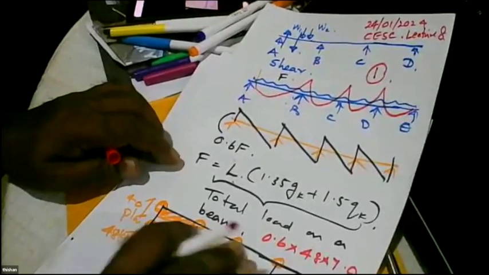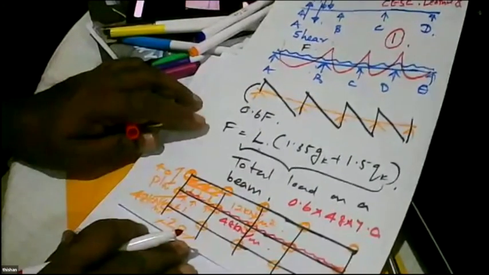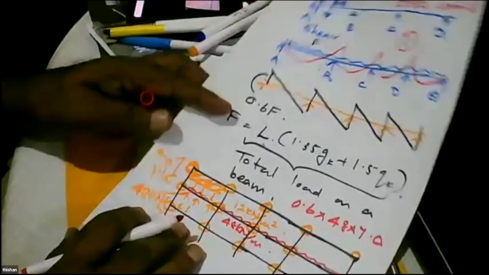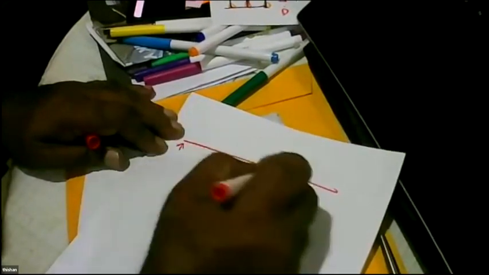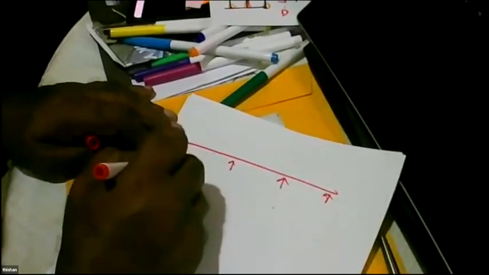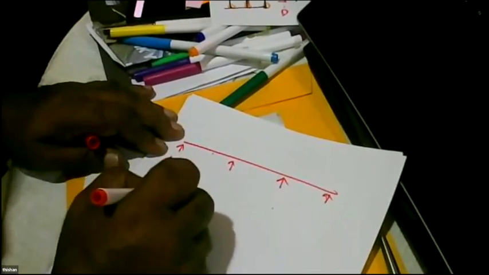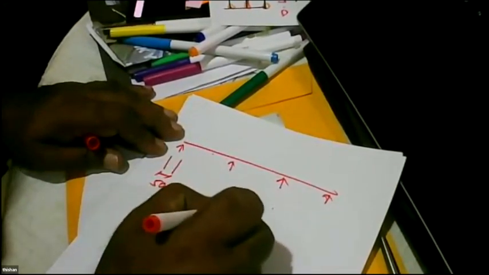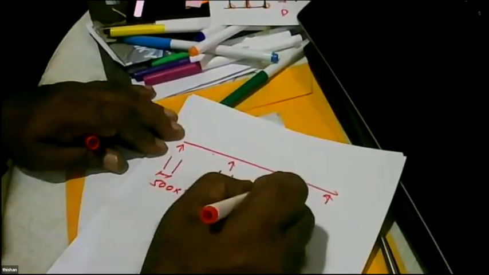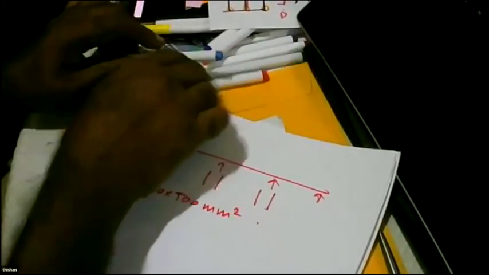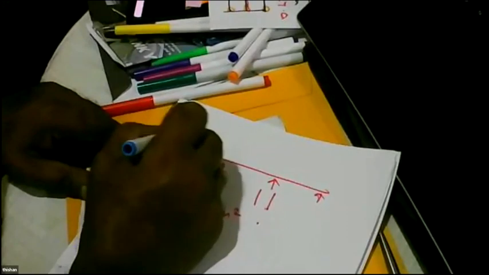This is clear. Why is it 0.6? It cannot exceed 0.6. So we know the maximum. We know the load, we know the maximum. But where does this shear come? It comes at the support, where the support can be a 500 by 500 column. In the British code, we draw it like this.